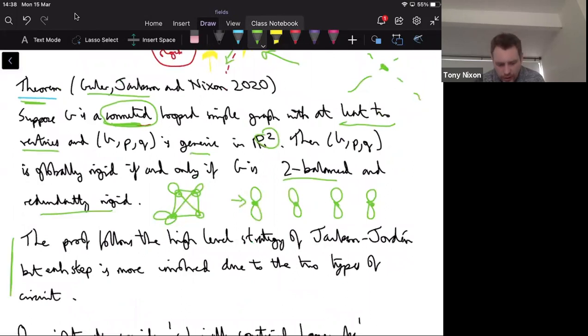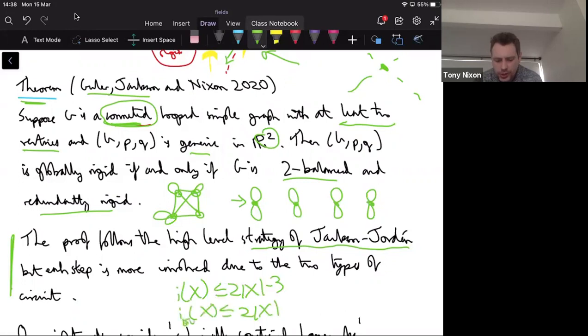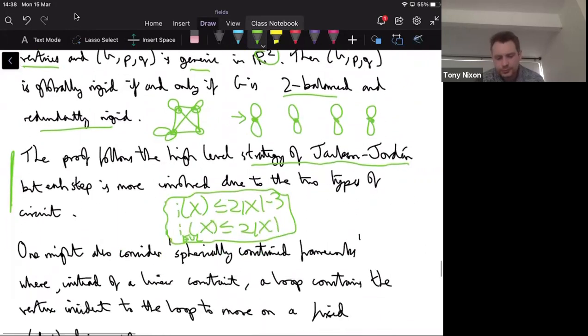So you can think of it as following the same strategy we went through in detail for the Jackson-Jordan paper, but there are particular complications, especially combinatorially, that come from having the two inequalities, i(X) at most 2|X| minus 3, and at most 2|X| when you include the loops. So this is E union L. So having the two different ways that you can fail to satisfy the combinatorics leads to some complications.